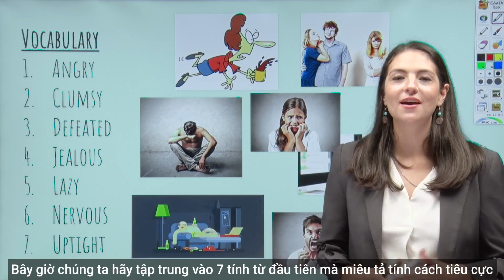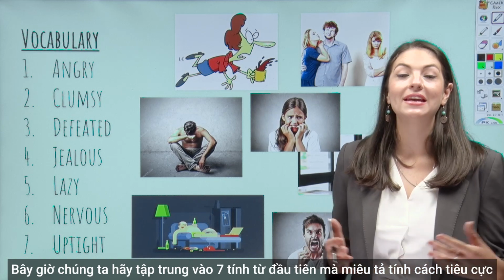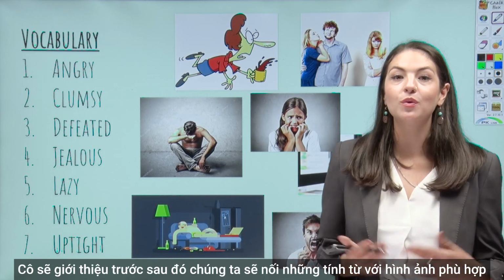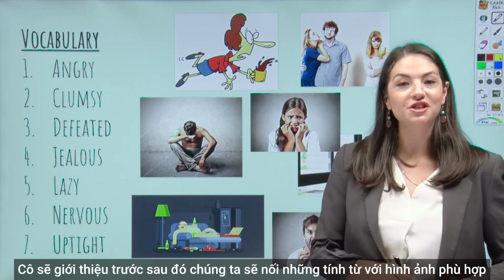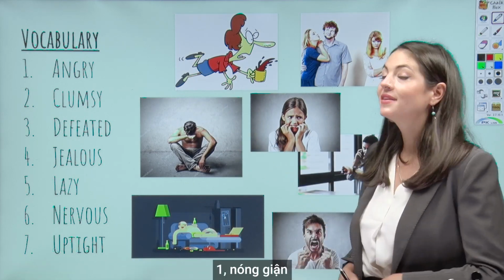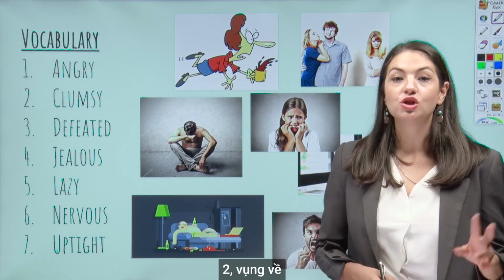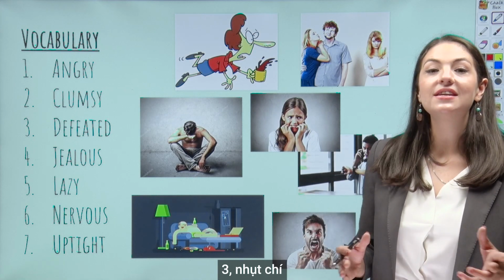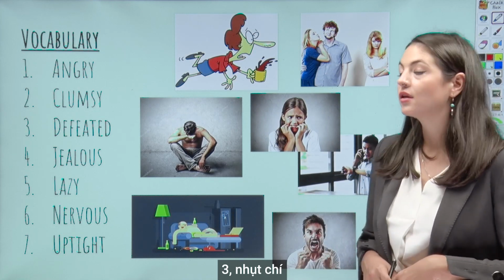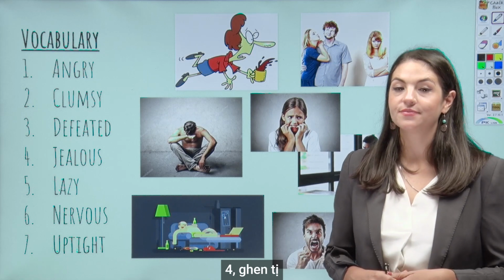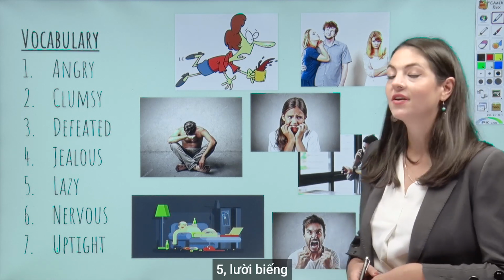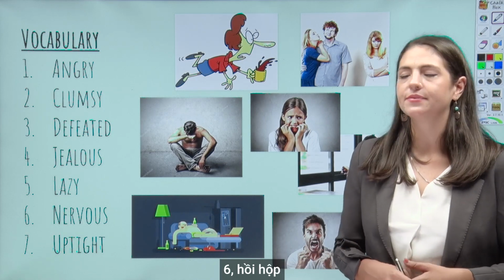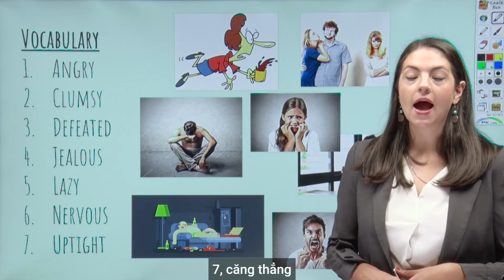Now, let's take a look at our first 7 adjectives to describe negative personality traits. I'll run through them first and then we will match the adjectives with the correct picture. 1. Angry. 2. Clumsy. 3. Defeated. 4. Jealous. 5. Lazy. 6. Nervous. 7. Uptight.